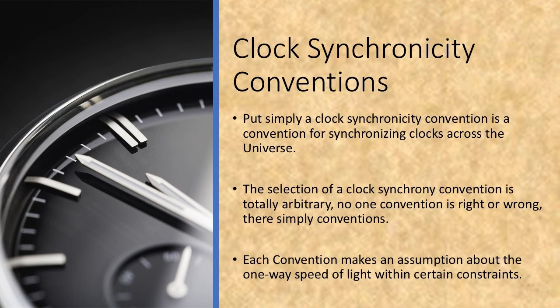Quite simply, a clock synchrony convention is a convention for synchronizing clocks across the universe. The selection of a clock synchrony convention is totally arbitrary. No one convention is right or wrong. They are simply conventions. Each convention makes an assumption about the one-way speed of light within certain constraints.